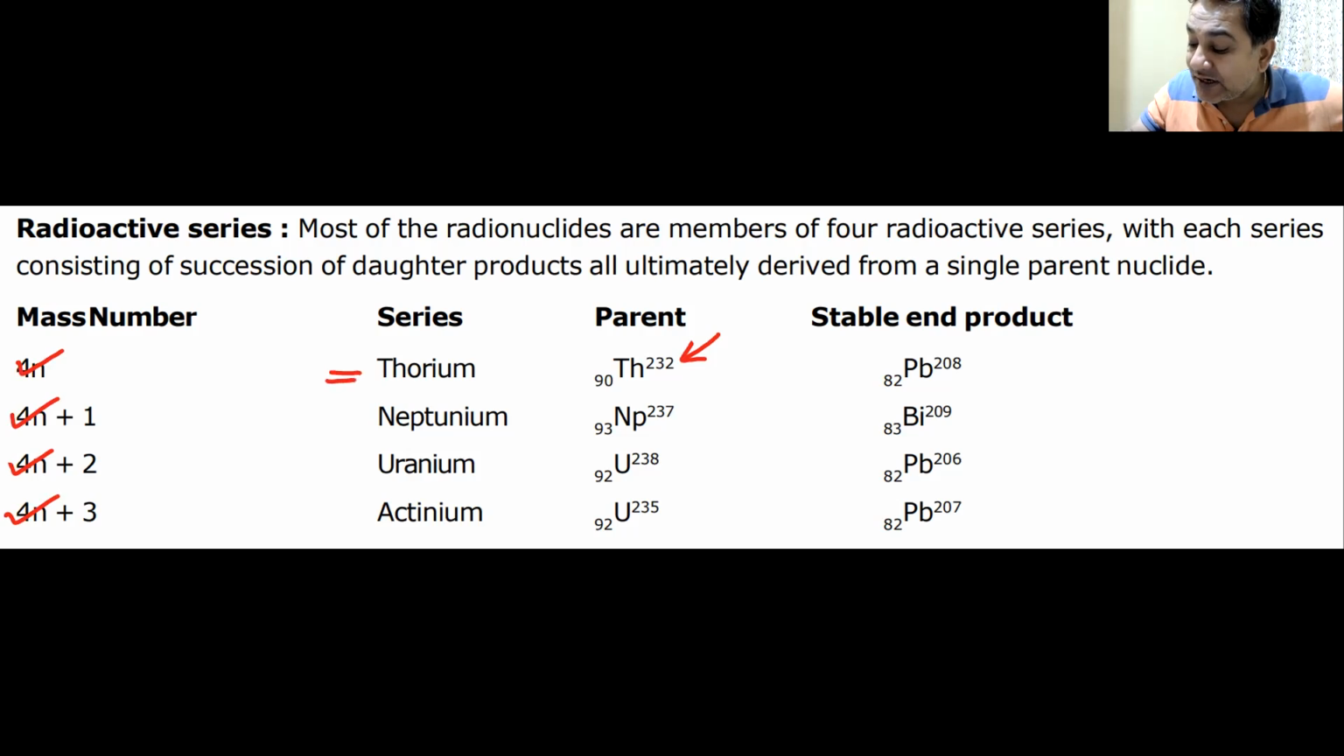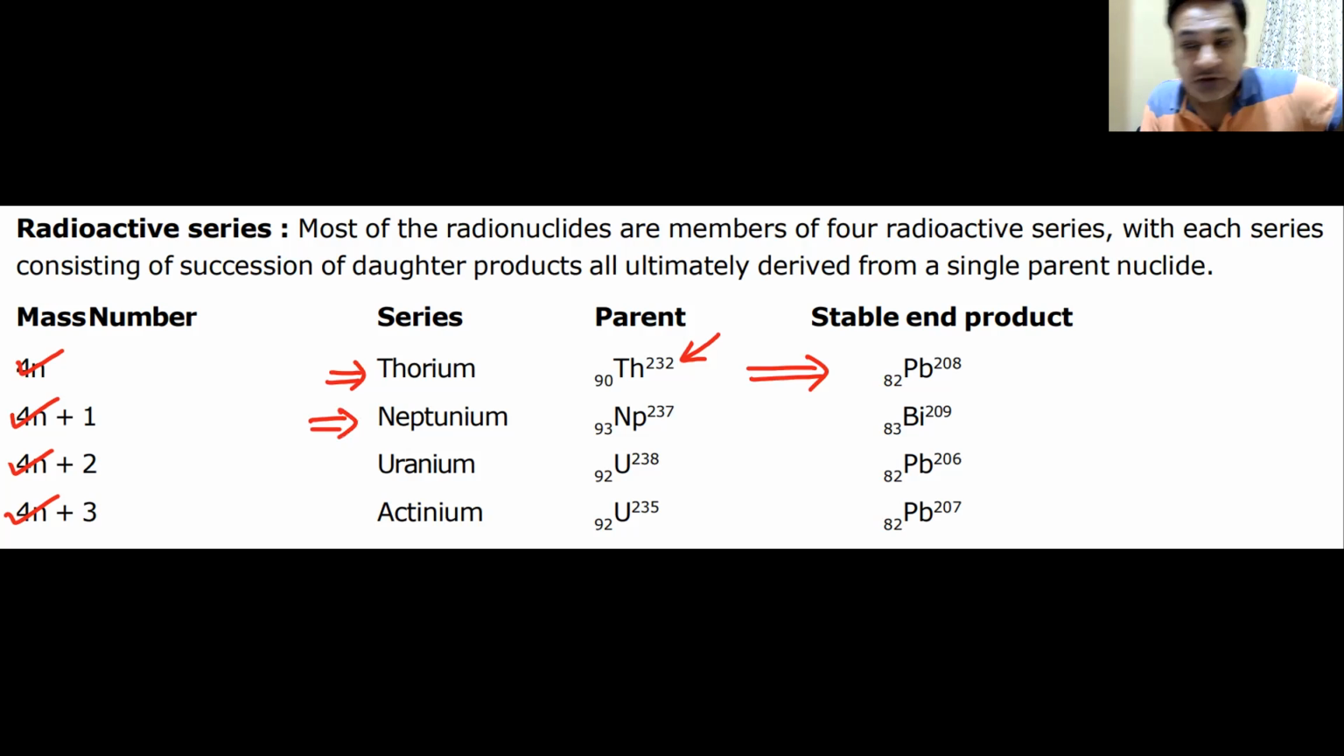This 4N series starts with thorium 232, 90. It starts to decay, and the stable product is lead 208, 82. Do we understand this? So you have to remember each and every series, the starting product and the end product. This is what you have to mug. Do we understand this? Yes, sir. You may not note it down. You can mark it in the book and you can read it from there. Then we have 4N plus 1 series, Neptunium.